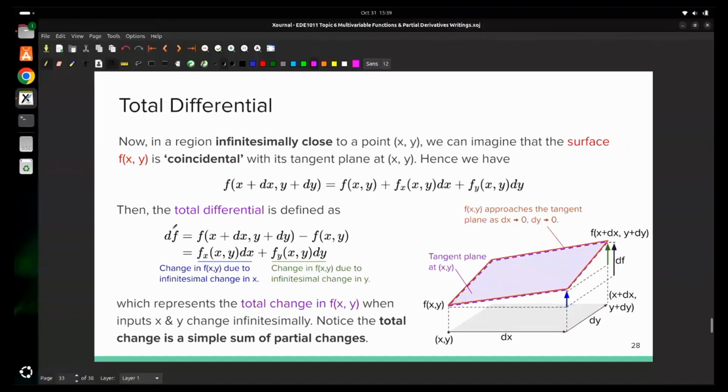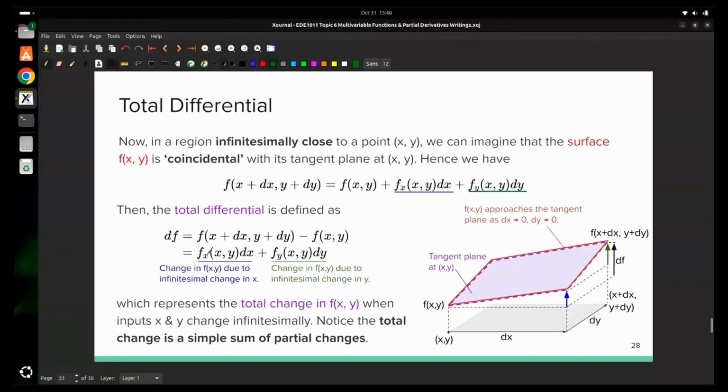Okay? And it is the sum of what? It is the sum of this part, which is the blue part, the partial change in f in the x direction, plus the partial change in f in the y direction. So it's the blue arrow plus the green arrow. You see? So the total change must be equivalent to the sum of partial changes.